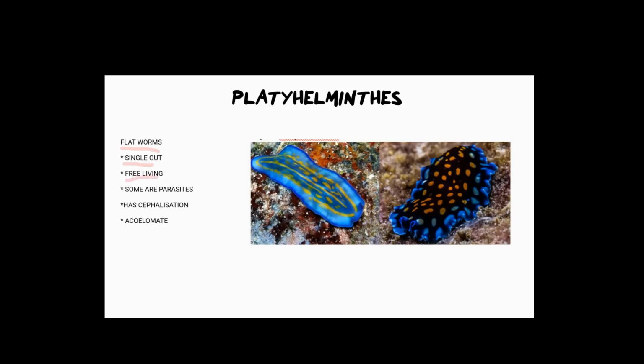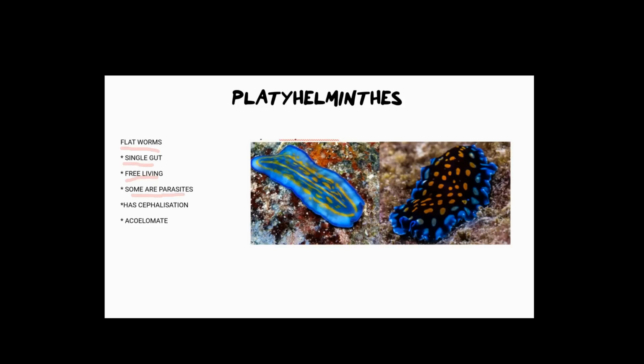They are free living, which means that they can live out in the wild. They don't need to live with other organisms. These examples along in the picture here are sea flatworms, so you would find these in the ocean. But some of them are actually parasites, which means that they may actually live inside of you. An example of this would be a tapeworm. Now, this is the unusual part.